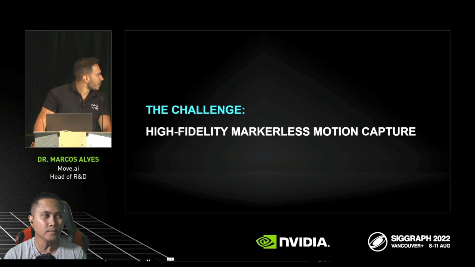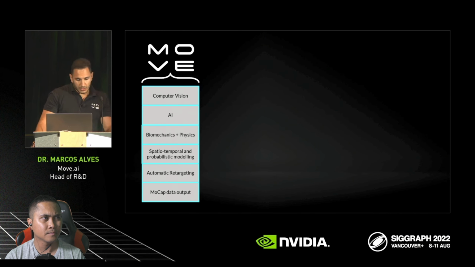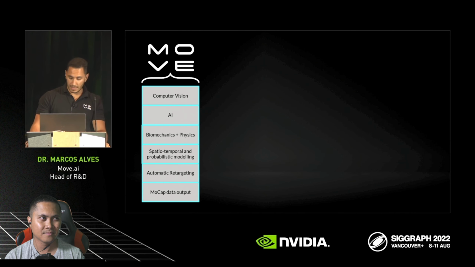So yeah, I'm going to talk about the challenge that we had to face at Move to be able to capture human motion with high fidelity without any sort of markers, so in a markerless way. So essentially, we use computer vision and AI to extract features and key points from the human body. And then we combine that using biomechanics and physics and also a spatiotemporal and probabilistic modeling approach to generate and replicate the human motion. And then we can obviously from that output an animation.